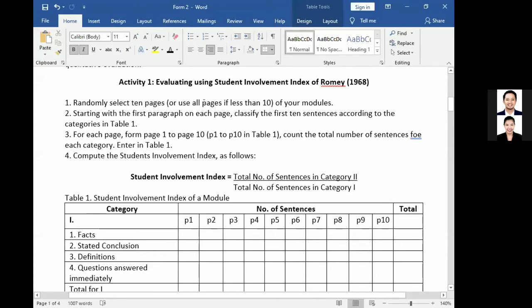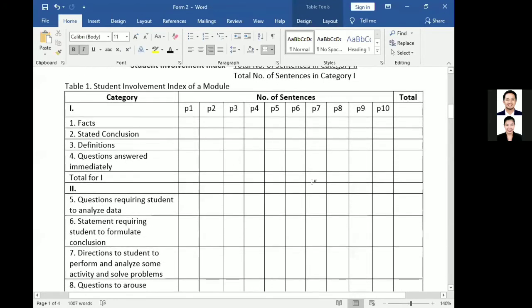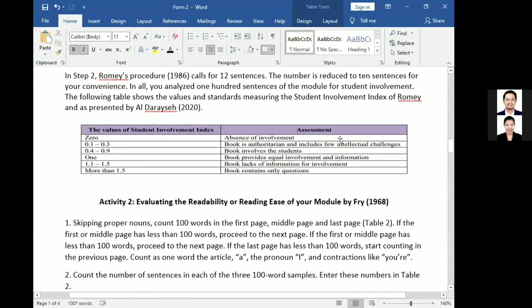Starting from the first paragraph of each page, classify the first 10 sentences according to categories. For each page, from page 1 to page 10, count the number of sentences, and then compute the student involvement. So the student involvement index is just the total number of sentences in category 2 over the total number of sentences. Anyway, you can browse through this document later. So you have the table, you will write it there, and then we have to calculate, and this is the standard according to Al Dasaira in 2020.